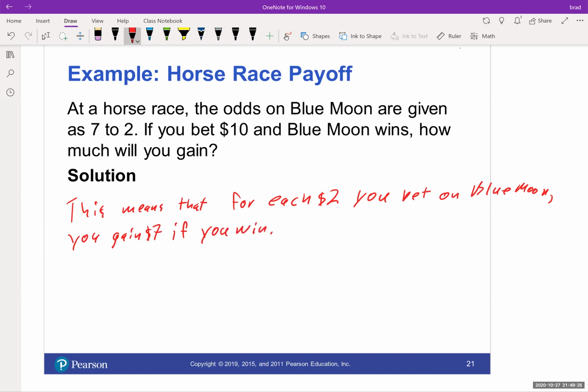So if you bet $10 and Blue Moon wins, how much money will you gain? Well, let's see here. How many twos can we fit into $10? We do 10 divided by 2 and we get 5. So that means there are 5 $2 amounts in $10. So we multiply 5 times 7, because they said we gain $7 for each. So we would get $35.